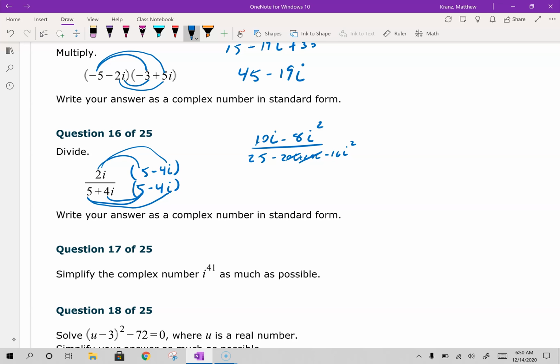Now remember, if we go ahead and start simplifying things, this will be 10i. This i squared is negative 1, right? So 8 times negative 1 is a negative 8. And negative negative 8 is positive 8. Now on the bottom here, these cancel out. And i squared, if you remember, is negative 1. So negative 16 times a negative 1 is a positive 16. So that will be 41.